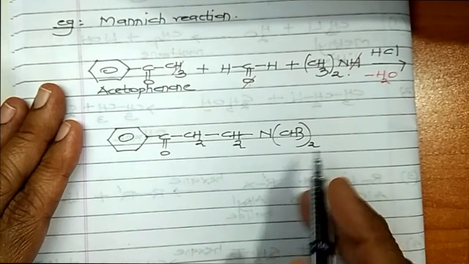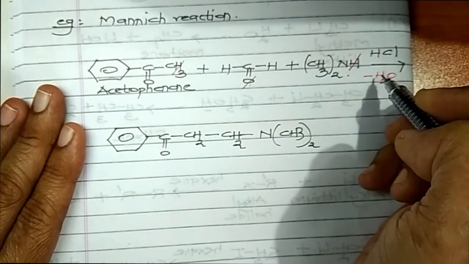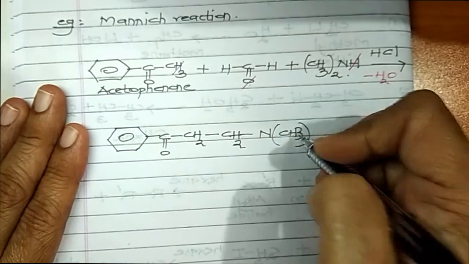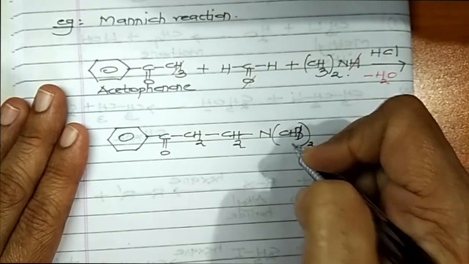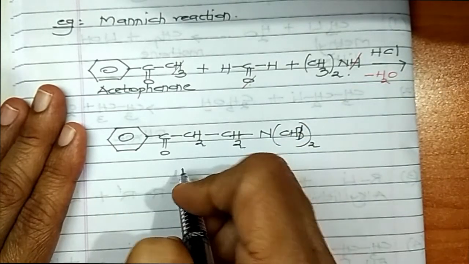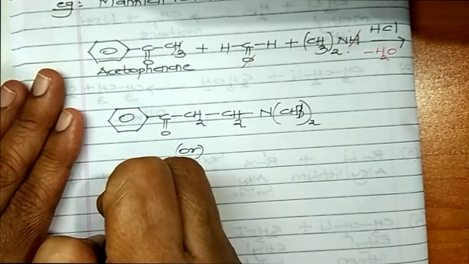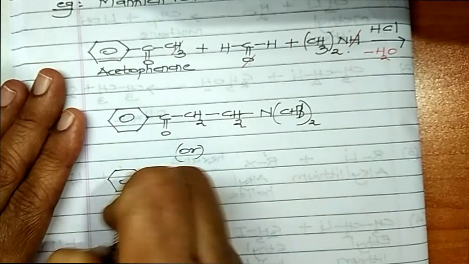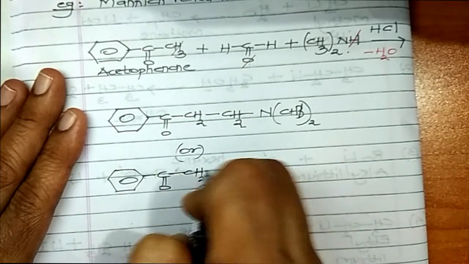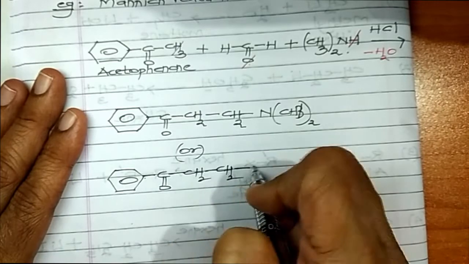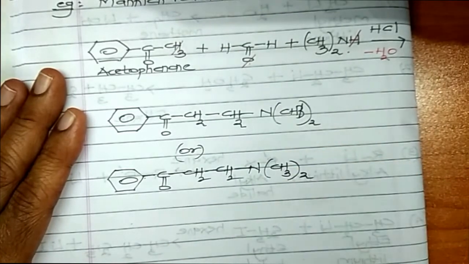Now this is what is there. Water has been removed in the reaction. Now this is CH3. Okay, if you want, I'll write it properly. I'll repeat the structure for you. CH2, this is N, methyl group twice.